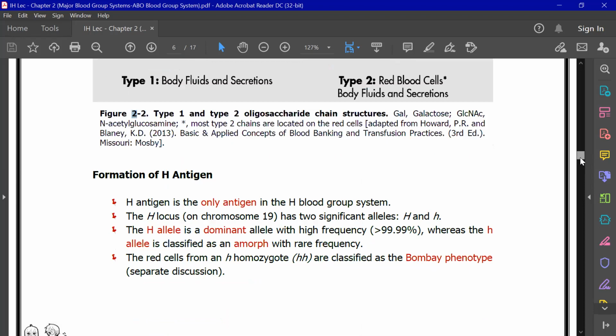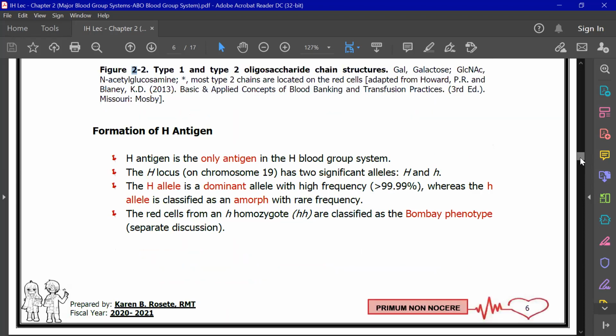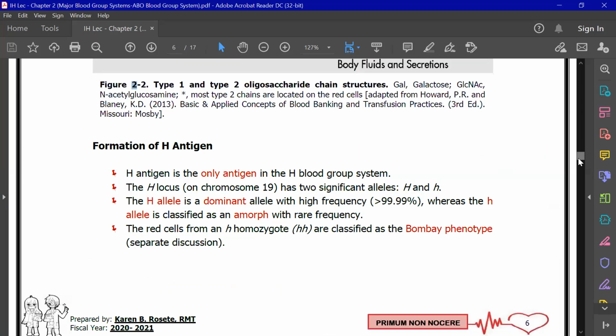Let's move on. Okay, punta na tayo sa formation of your H antigen. Your H antigen, class, sabi ko kanina, is the only antigen in the H blood group system. And sabi ko rin kanina, you are going to understand why are we discussing the H blood group system simultaneously with that of our discussion sa ABO blood group system. Because class, basically, the structure of your H antigen is the precursor structure for the formation of your A and your B antigens.